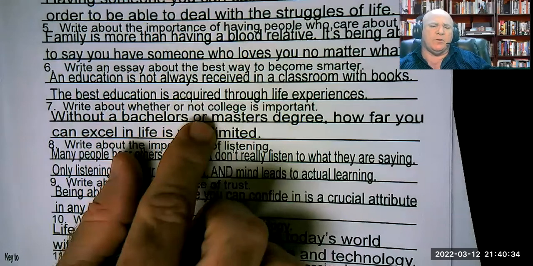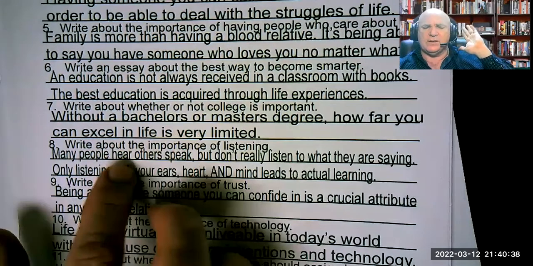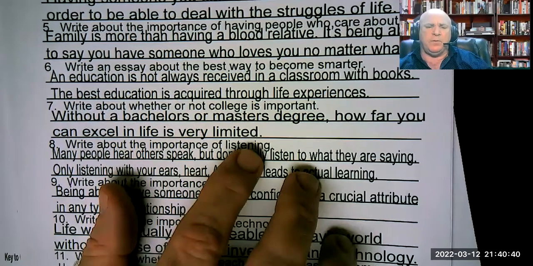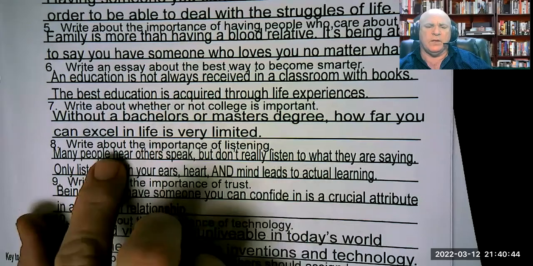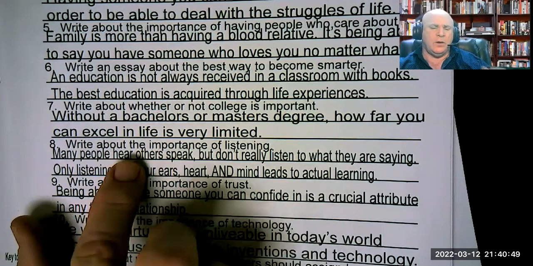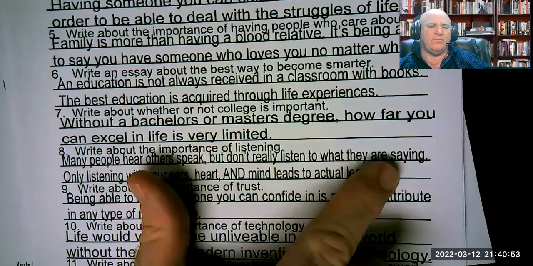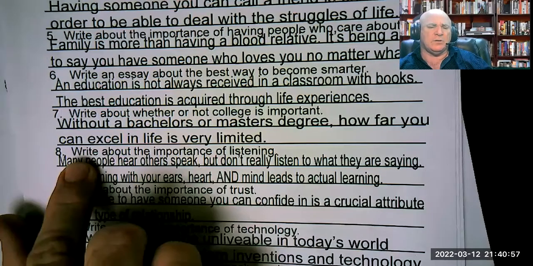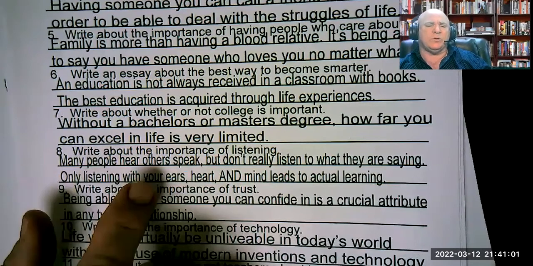Number 8, write about the importance of listening. So using your ears, not just hearing. Many people hear others speak, but don't really listen to what they're saying. That's an opinion. I'm allowed to say that. I didn't give you a number. I didn't make up some statistic. Only listening with your ears, heart, and mind leads to actual learning.